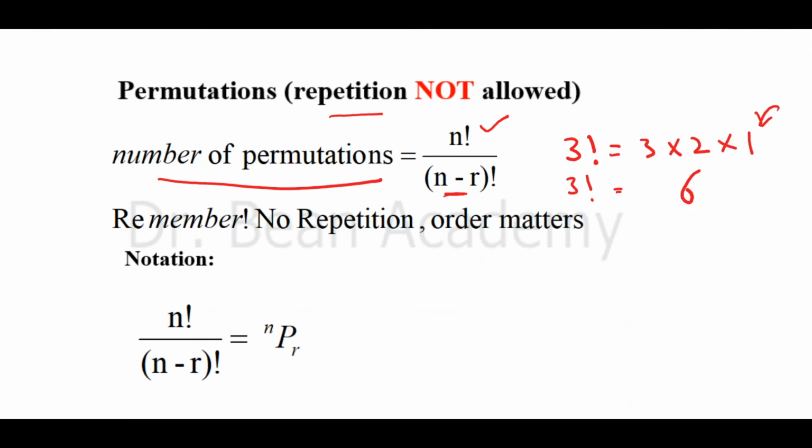Similarly, this formula has a special notation. We call it nPr, where P is for permutations. And I'll tell you something interesting so that you will always remember this formula. Here n stands for the total number of choices you have, and r is the size of the permutation.